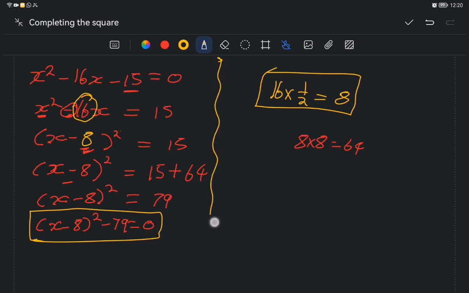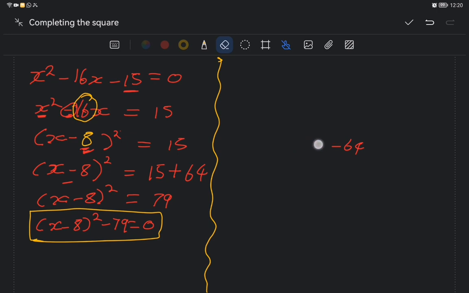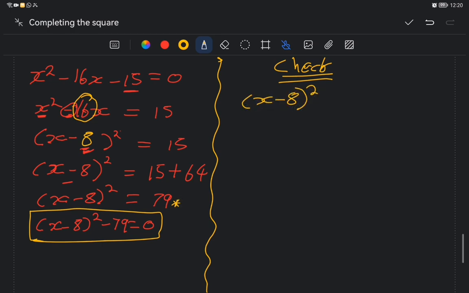Now we would like to check if our answer is accurate. You don't always have to do this, but just to satisfy ourselves in this first example, let's check. How do we check? We take the expression the way it is, specifically x minus 8 all squared is equivalent to 79.